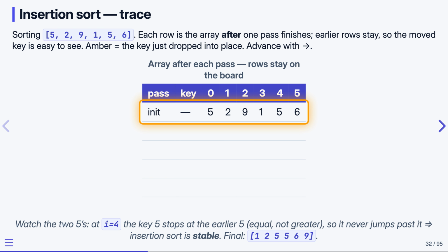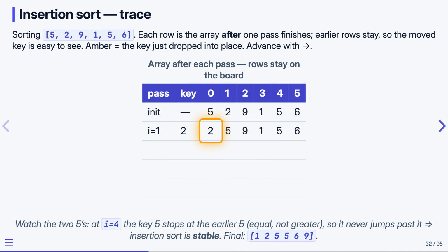Let's trace insertion sort on the array 5, 2, 9, 1, 5, and 6. We build a table like a teacher at the board. Each pass adds one new row and the old rows stay, so you can look up and see what moved. The top row is the start. The array is 5, 2, 9, 1, 5, 6.